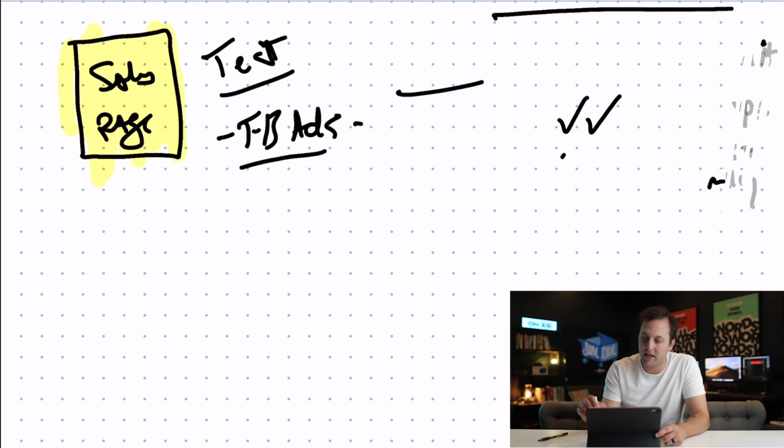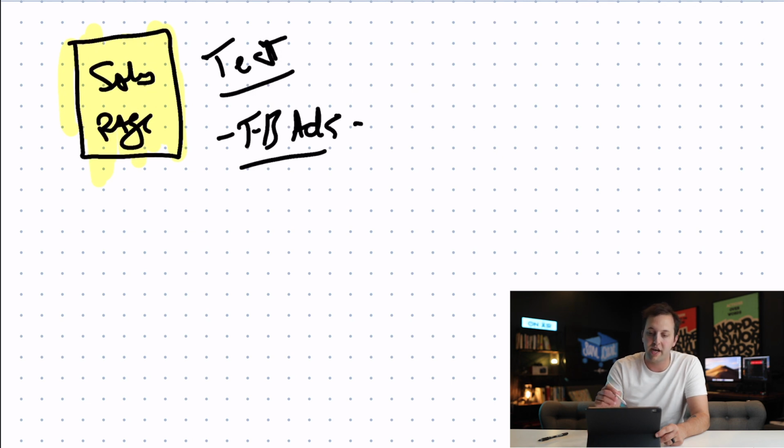They're thinking about traffic in the wrong way, right? So basically, what is Facebook ads? Facebook ads is not going to tell you immediately whether your product is worth buying or not. Facebook ads is just a way of bringing people to you really, really quickly, okay?